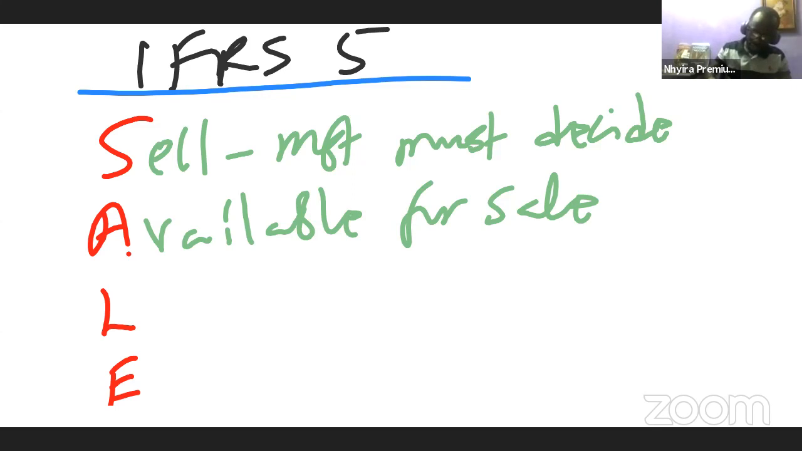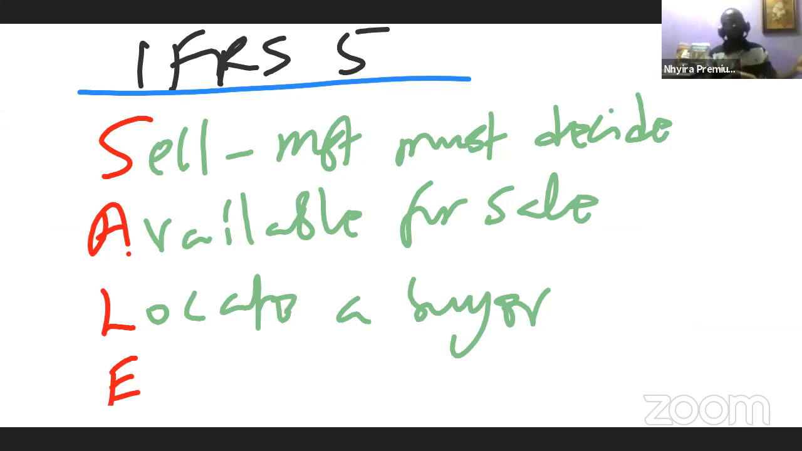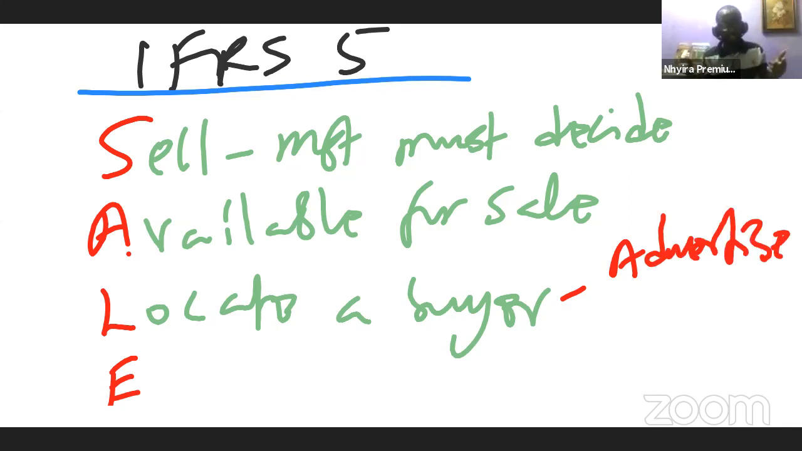L means locate a buyer. So the entity must be looking for a buyer or probably has located a buyer already. Now, how do we know this? If the entity has advertised, okay? Now, if the entity has decided to sell and the asset is available for sale, but they are not looking for buyers, they are not advertising, then it does not meet the recognition criteria. Very important. And then finally, we expect that the sale will be completed in less than 12 months.